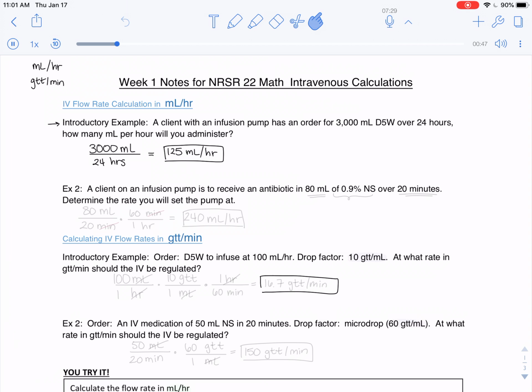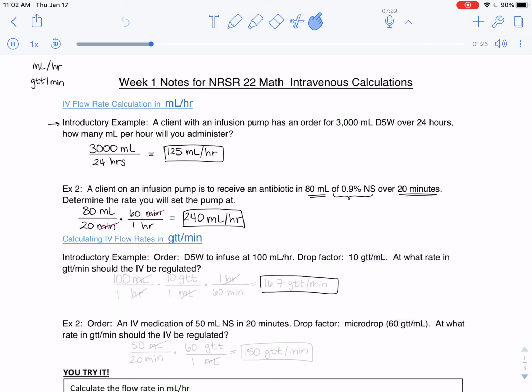Number 2, we have 80 milliliters of 0.9% something over 20 minutes. We get to ignore this part because we're only interested in milliliters and the time. So 80 milliliters per 20 minutes, but we want our answer in hours, so we need our 60 minutes per 1 hour to cancel minutes with minutes. And this gives us 240 milliliters per hour.